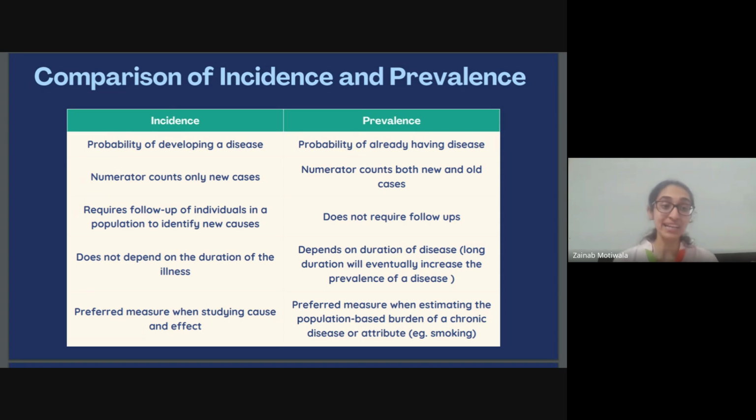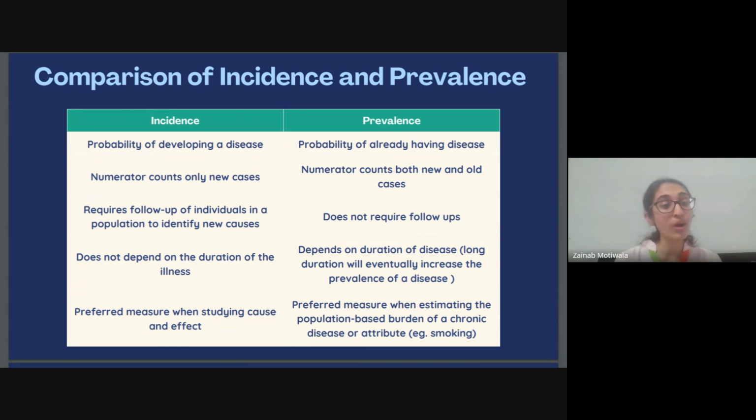Now let's discuss the second question. What depends on the duration of the illness, incidence or prevalence? Prevalence depends on the duration of the disease. If there is a long duration of a particular disease, that will eventually lead to an increase in the prevalence of the disease. While incidence does not depend on anything, whether a disease is of a longer or a shorter duration, it is not going to be affected.